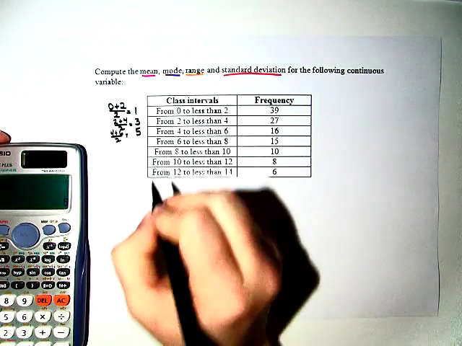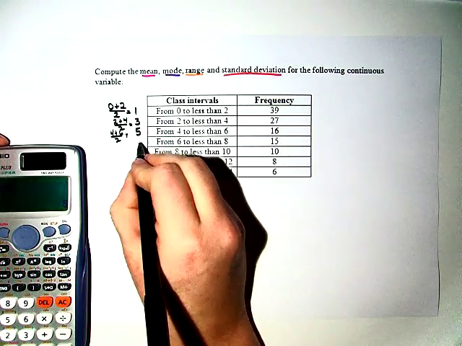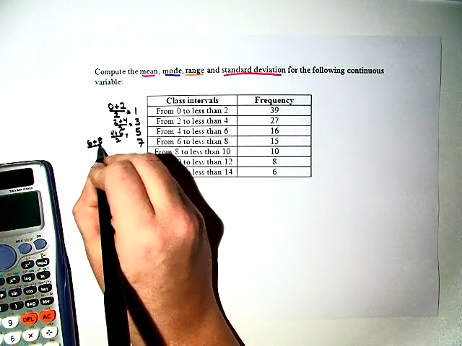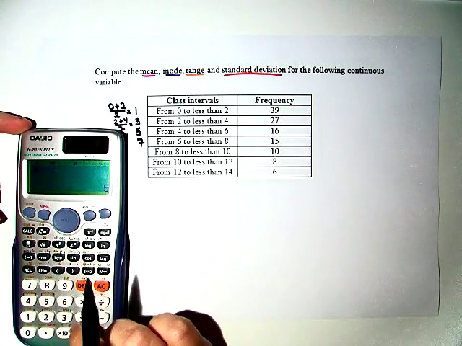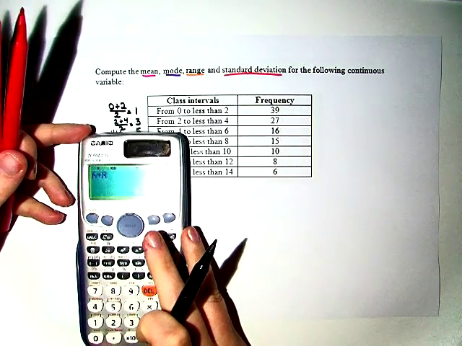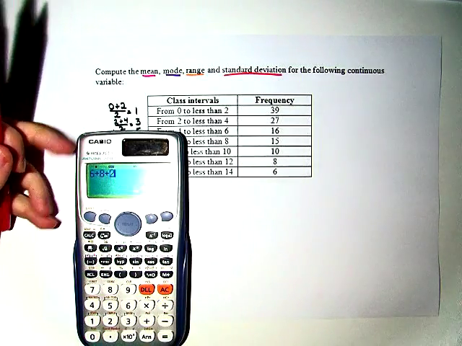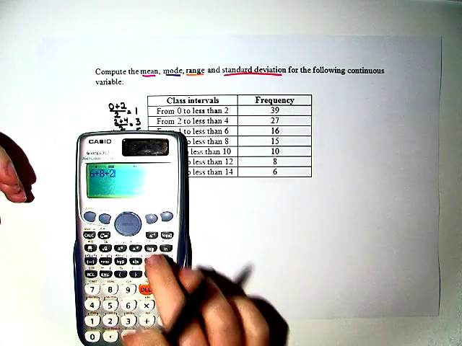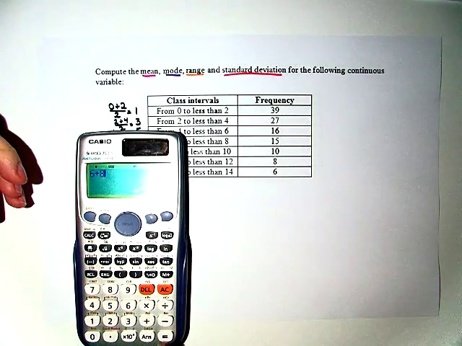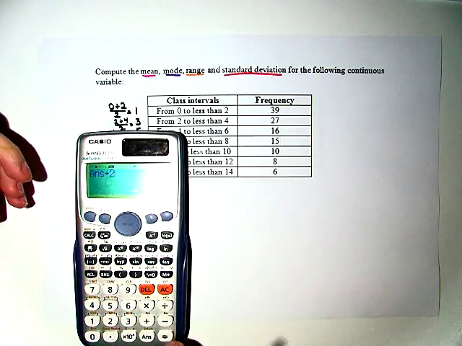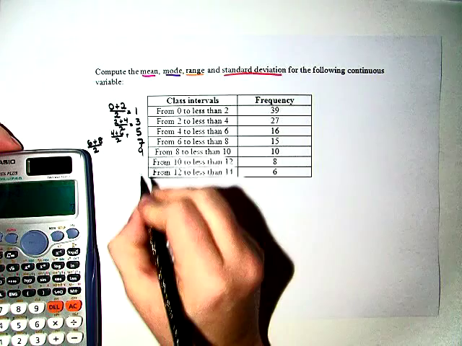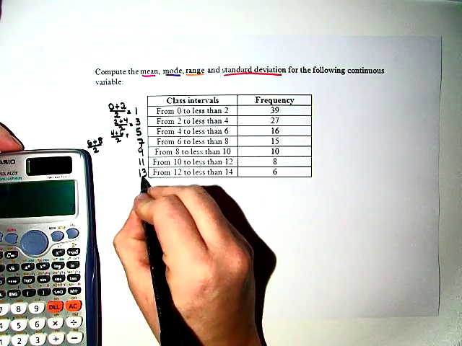Are we starting to see a pattern? 1, 3, 5. I think the next one will be 7, but let's try the math anyway. 6 plus 8 divided by 2. Oops. Here's a common mistake that you need to watch for. When you have 6 plus 8, you never hit divided by 2, because then, according to order of operations, the 8 will be divided by 2, not the whole thing. So do 6 plus 8 equals, then divide your answer by 2, and we get 7. So 1, 3, 5, 7, this should be 9, 11, 13.